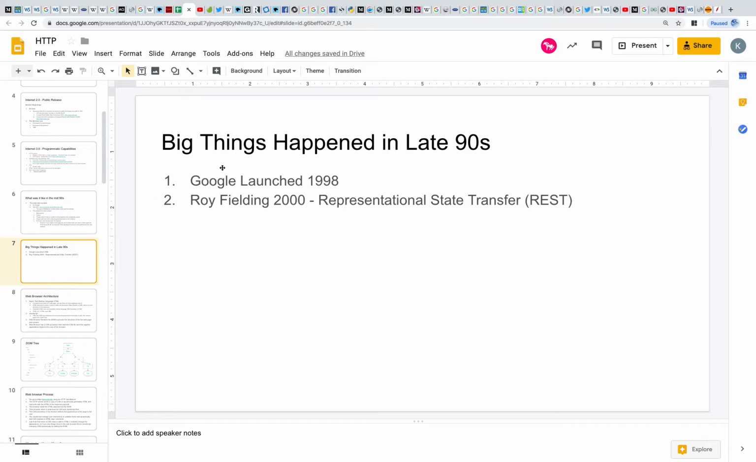the big things start happening in the late 90s, okay? These are two big deals that changed the internet. The one was Google, which launched in 1998, and we're going to talk a little bit more about that. And Roy Fielding, who you probably never heard of, but you should know his name from now on. He invented REST. He did a doctoral dissertation, and you could kind of think of Roy Fielding as Tim Berners-Lee 2.0. It's the RESTful protocol, right? Yeah, that's representational state transfer. And we're going to talk a lot about this. APIs.